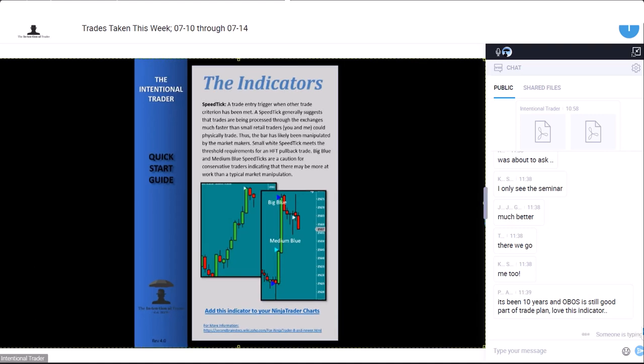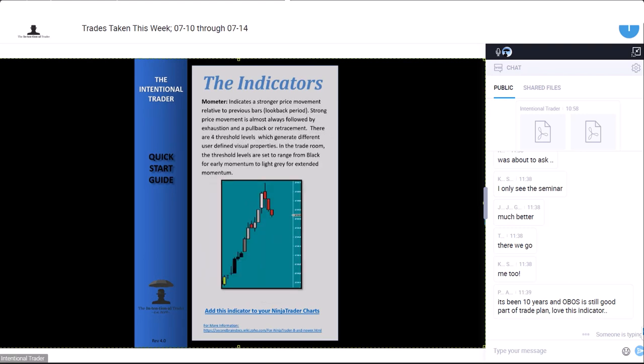So that's the speed tick, and the speed tick was revolutionary for our trading. It made me a professional trader. This indicator right here was step one of becoming a professional trader for a living.